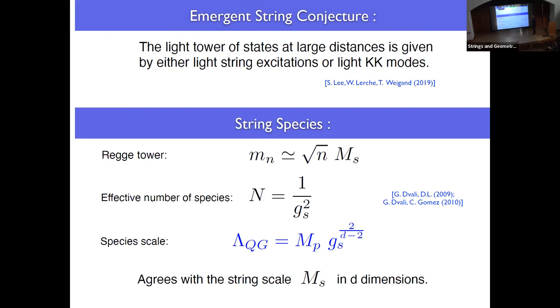We know that in string theory there is a Regge tower of states. The tower goes with the square root of n. As we discussed some time ago, and as there is also a nice paper by Dvali and Gomez about it, one can view the string coupling constant, or 1 over g_s squared, as the effective number of species. If you apply the previous formula for the cutoff scale, you get that Lambda QG is M_P times g_s to the power 2 over (d-2). This precisely agrees with the string scale in d dimensions. So you see that the species scale here is in fact nothing else than the string scale. This works very nicely.